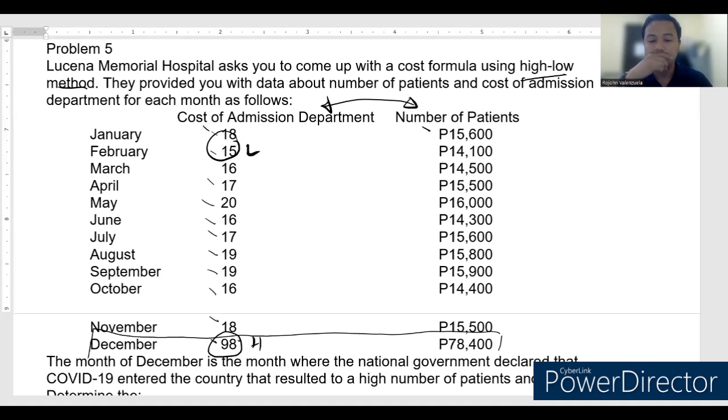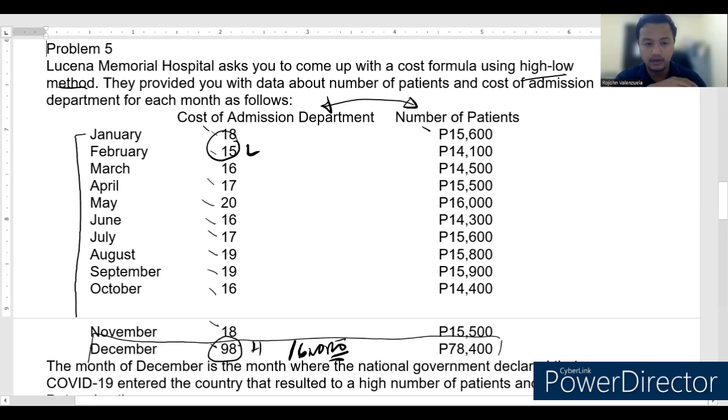Pag ganyan na nangyari, at siya naman ay isolated case, hindi siya part ng relevant range, you will ignore. You don't make pansin the month of December because that is the month na nagkaroon ng COVID which is not a pattern, not within the relevant range. So therefore, ignore mo siya. Dito ka lang titingin from January to November. So therefore, ang highest mo is yung 20.